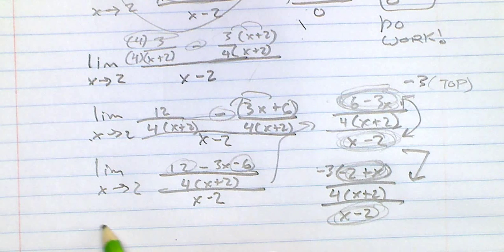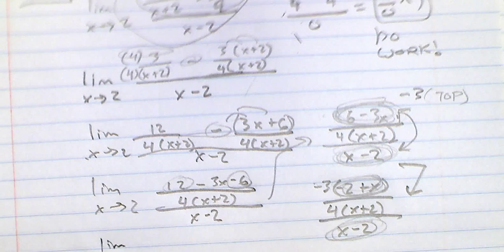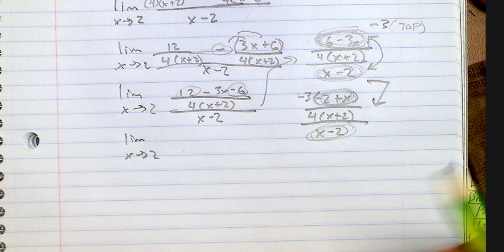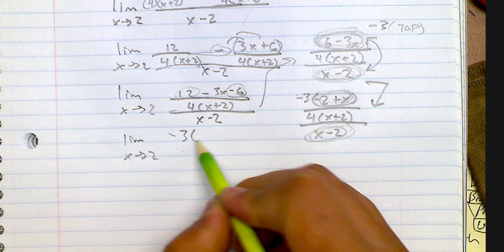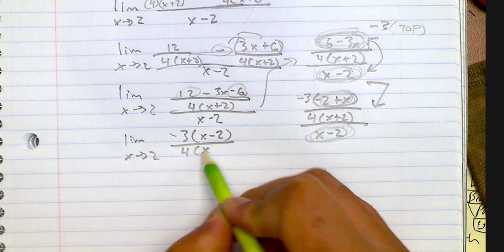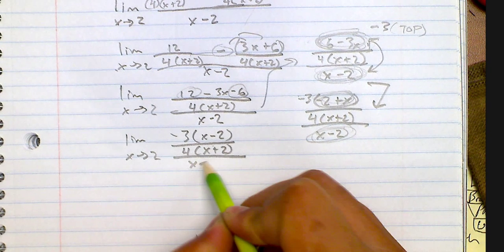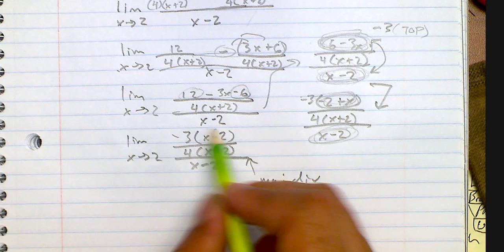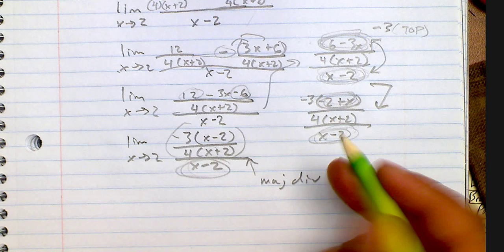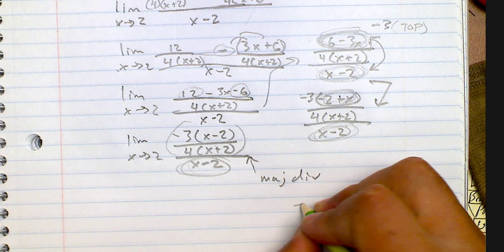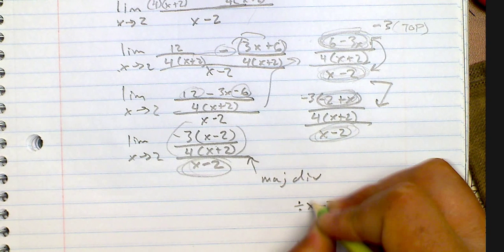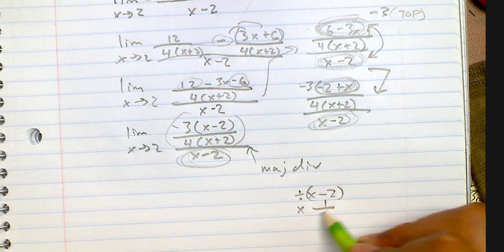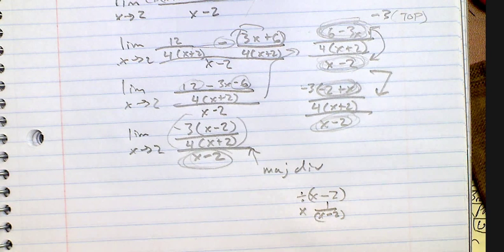So we're back to the limit notation. Limit. Let me zoom out just a tad bit. As x approaches 2, negative 3, x minus 2, switch them up, 4, x plus 2, x minus 2. Now, remember this is called your major division, okay? So this is being divided by that. Now, so it is being divided by x minus 2. You're dividing something by x minus 2. Remember, anytime you divide, you can always multiply it by the reciprocal. Times 1 over x minus 2.